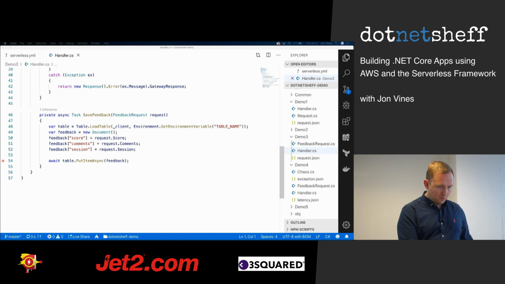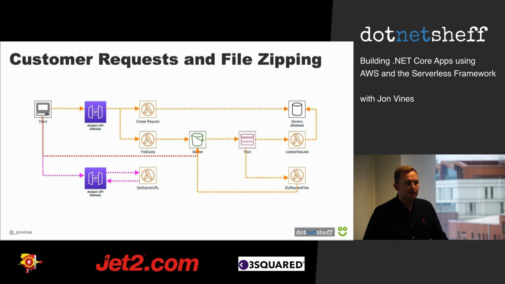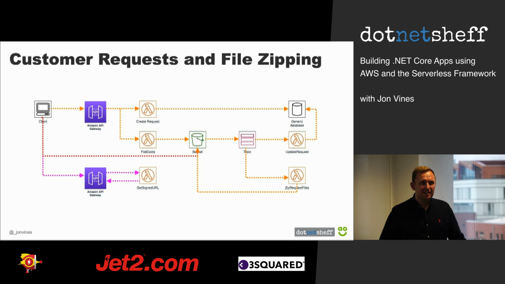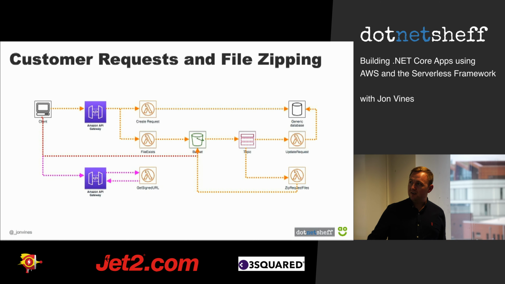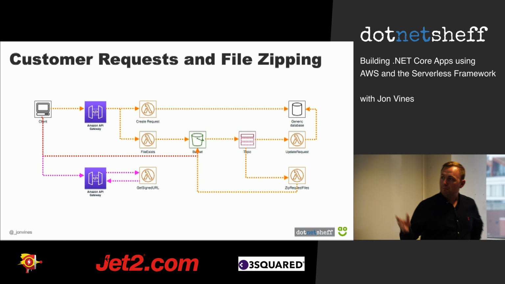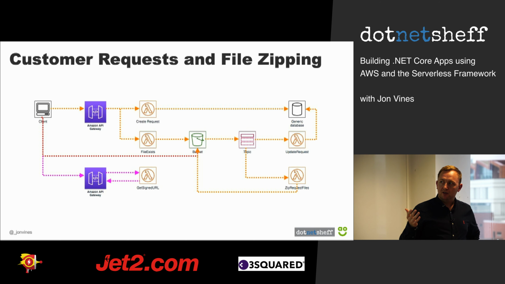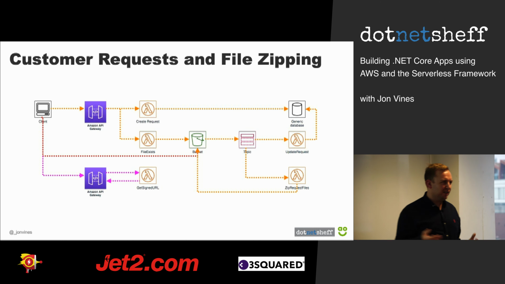So what has that looked like for us? Like I say, we've been building serverless applications for about 18 months now, and they've got increasingly complex over that time. It started very simply with API Gateway, create request, and into a database. But what we've got here is basically the ability for people to upload files into S3. And this is to fulfill things like GDPR.